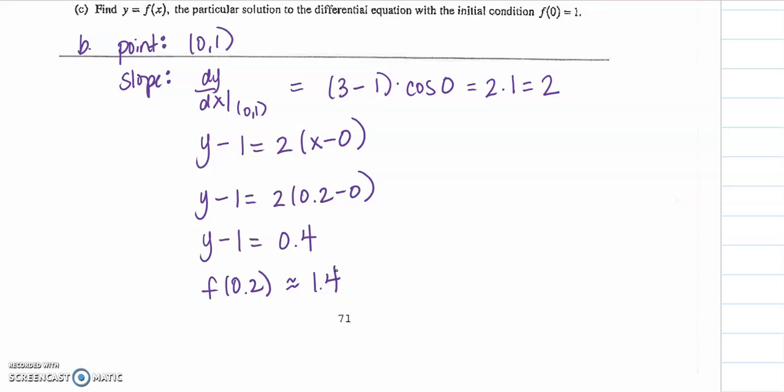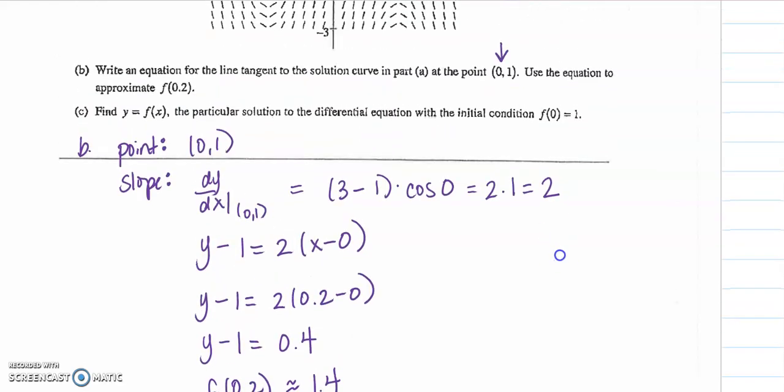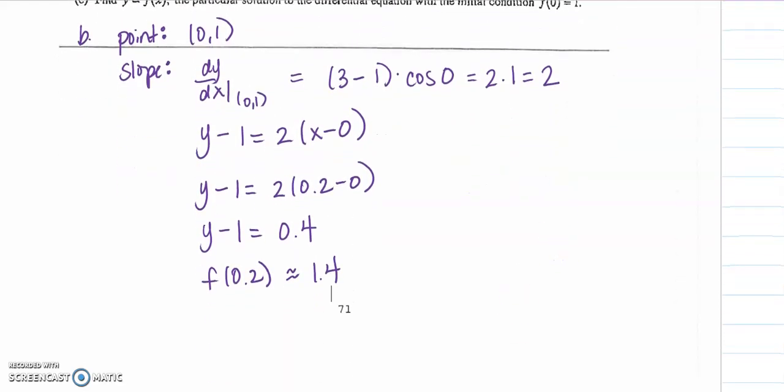Therefore, f(0.2) is about 1.4, because it says use it to approximate, so you shouldn't have an equal sign there. Remember that the tangent line is trying to estimate something that's very curvy, and so it's not going to be perfect, but it's going to be a good approximation.